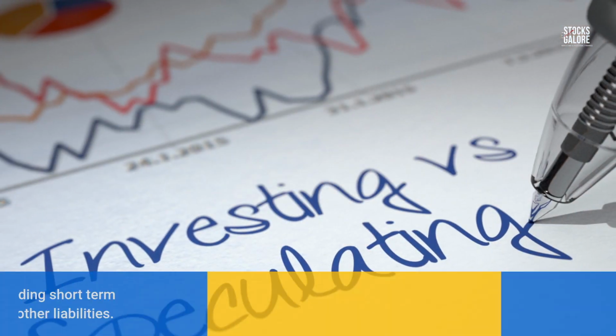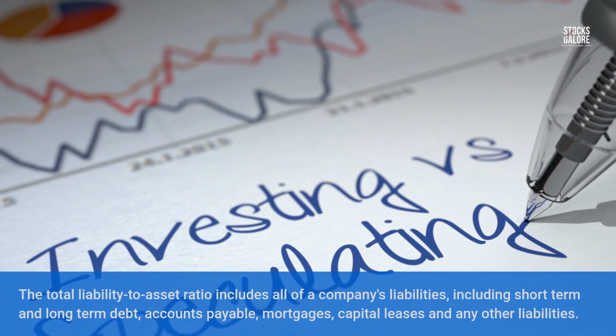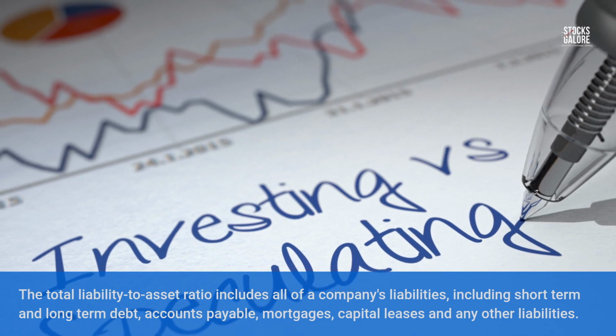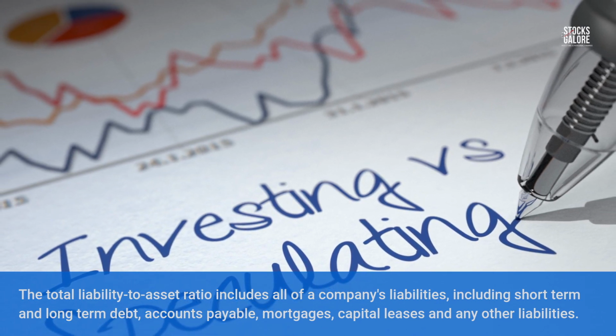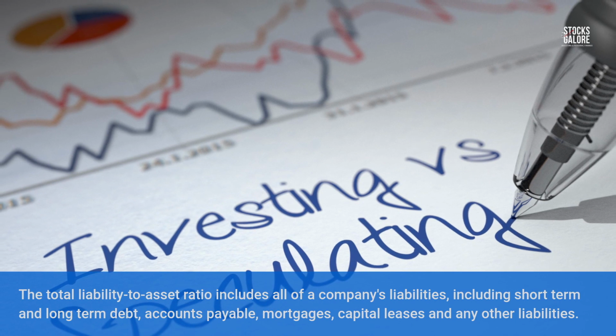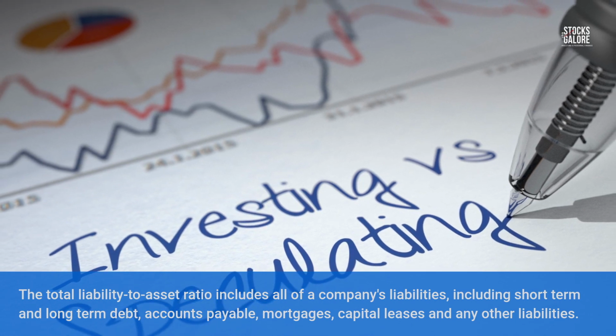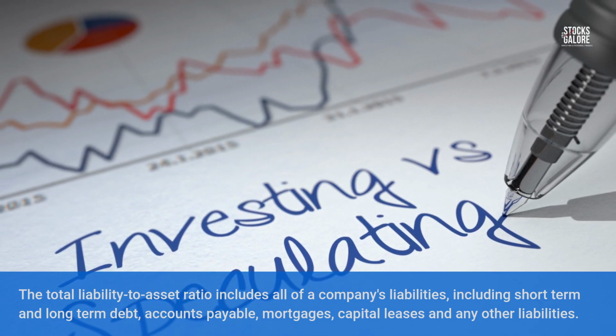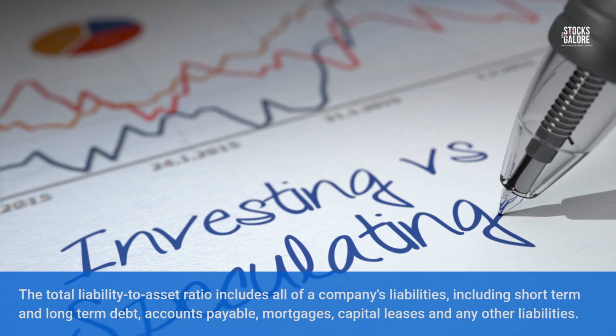The total liability-to-asset ratio includes all of a company's liabilities, including short-term and long-term debt, accounts payable, mortgages, capital leases, and any other liabilities. It typically ranges from 0% to 250%.